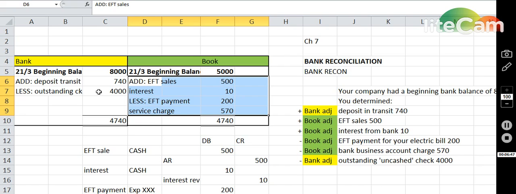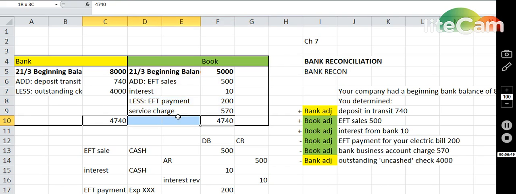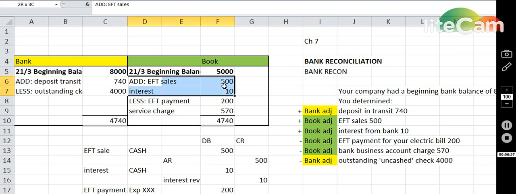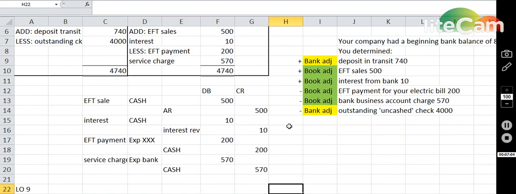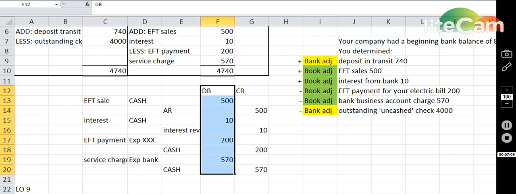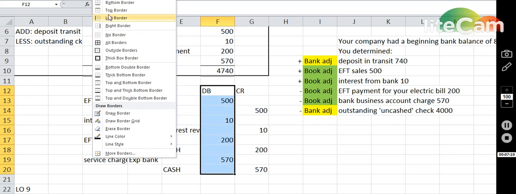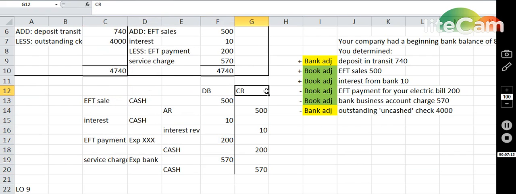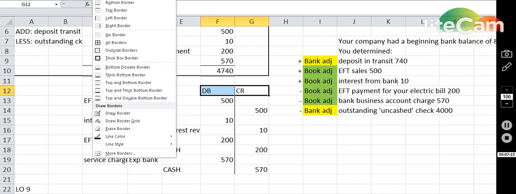Once I've completed my bank reconciliation, as you see here, my totals now equal. I now want to go ahead and make the journal entries for the adjustments I put on the book side. So I'll come down here, and I've prepared my journal entries already for each one of those items. So we have debit and credit. Let me add my borders.